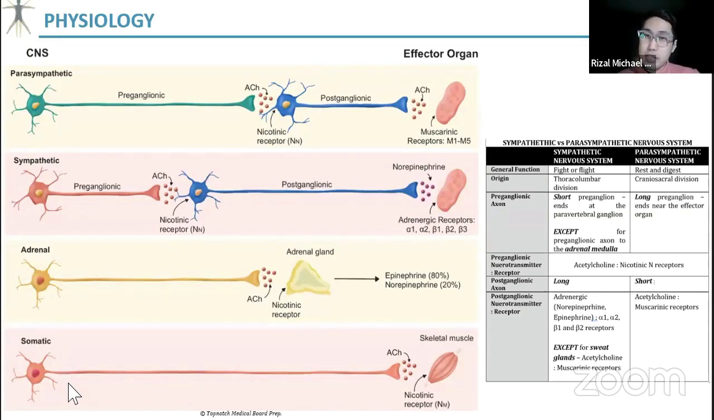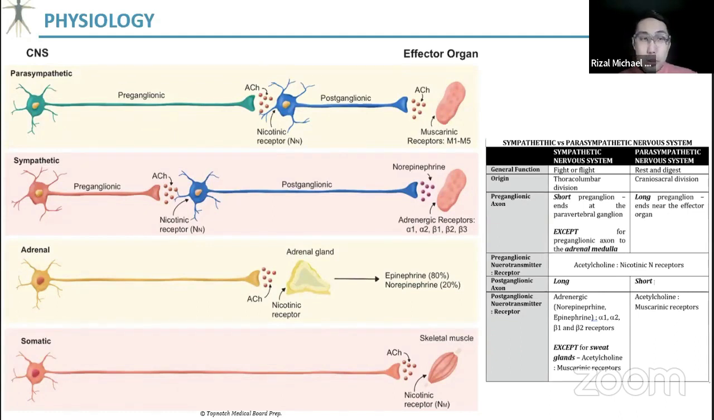The somatic nervous system is a one neuron system. Isa lang siya, no? So gamit niya acetylcholine. So cholinergic transmission siya. Under autonomic, you have your para and you have your sympathetic nervous system. Your para is for rest and digest, galing siyang craniosacral. Your sympathetic is for fight or flight, galing siya ng thoracolumbar.